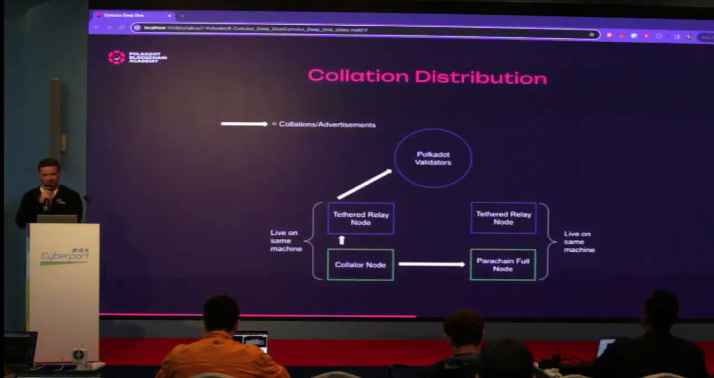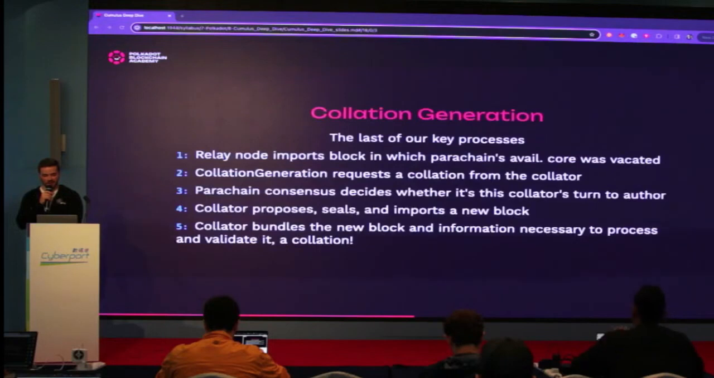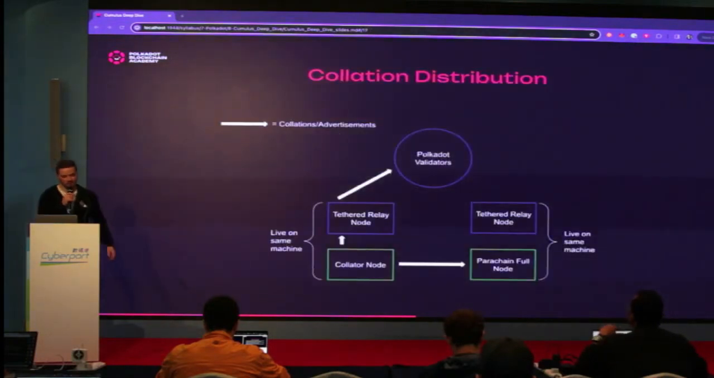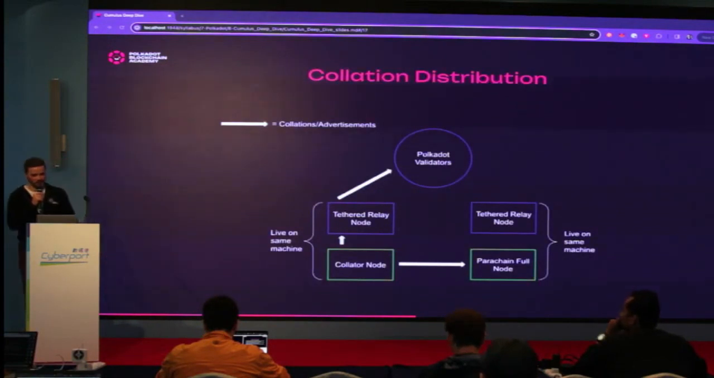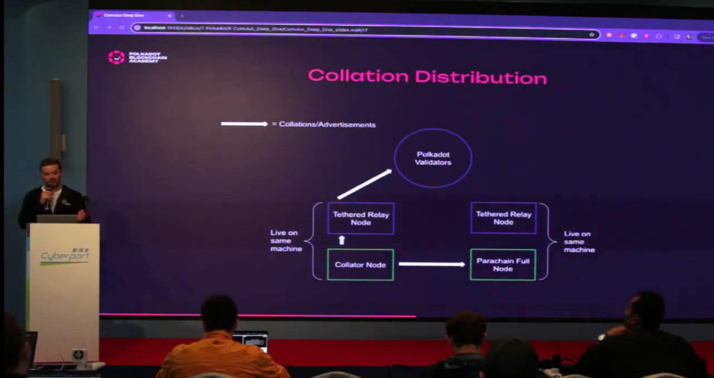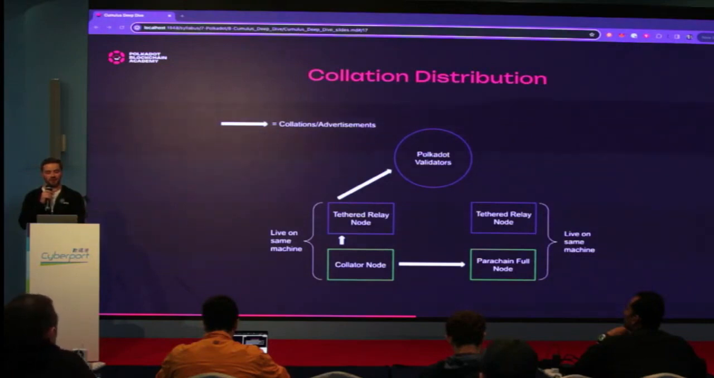All right, so revisiting, yes, it's time to revisit distribution. There was a little bit of detail involved here that I didn't go into before as to in what order these white arrows that represent distribution execute. So first, we have our collation, which is sent to our tethered relay node. That is our upward arrow from the collator node to our tethered relay node in purple.